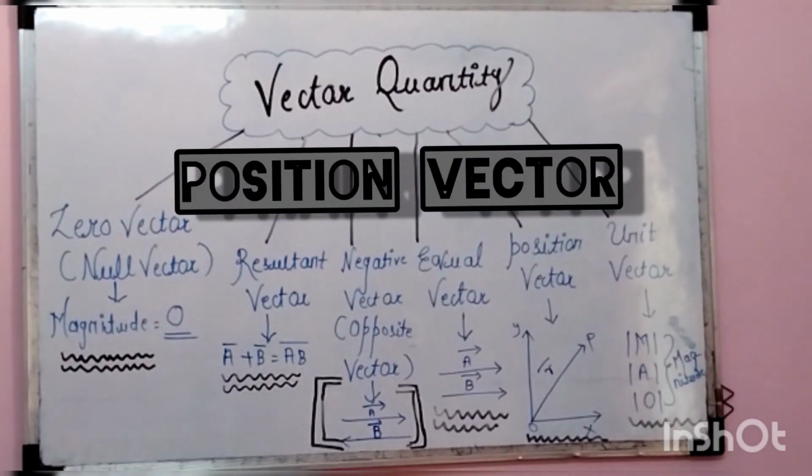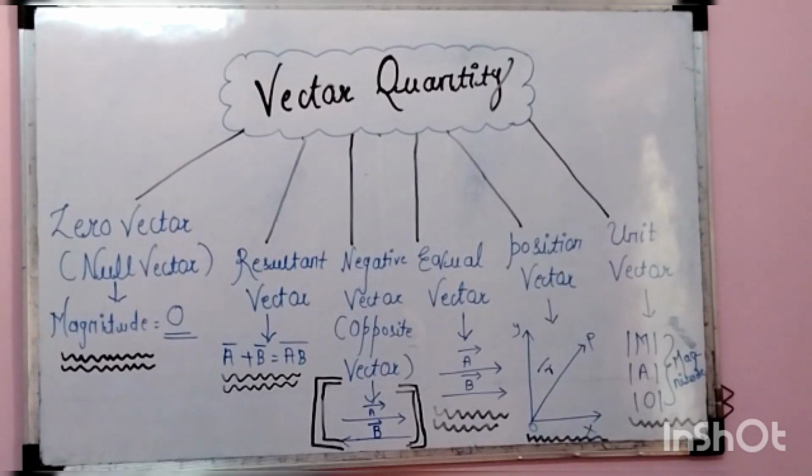Fifth definition is what is meant by position vector. A vector which gives the position of a particle at a point with respect to the origin of a coordinate system is called the position vector. Its example is given below.